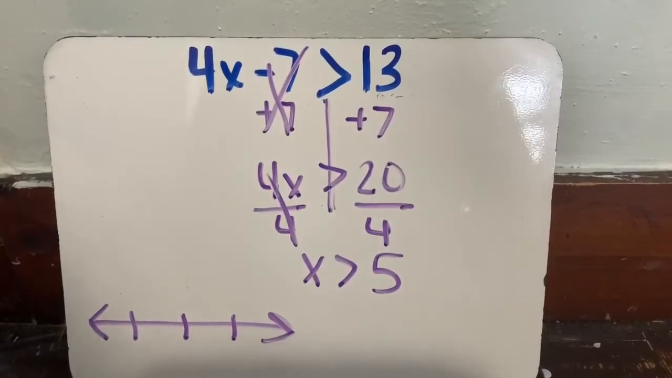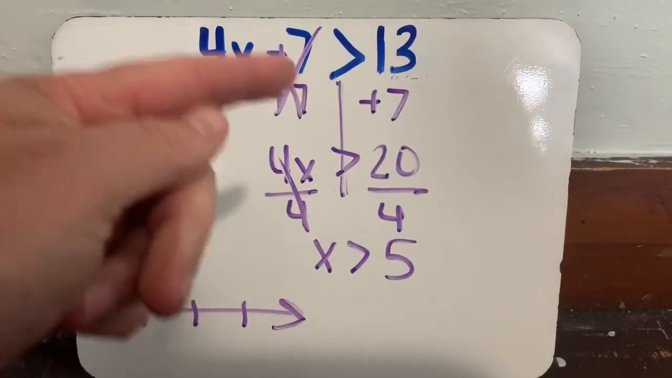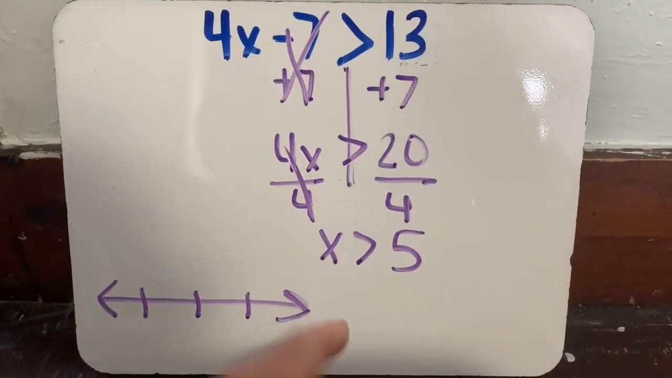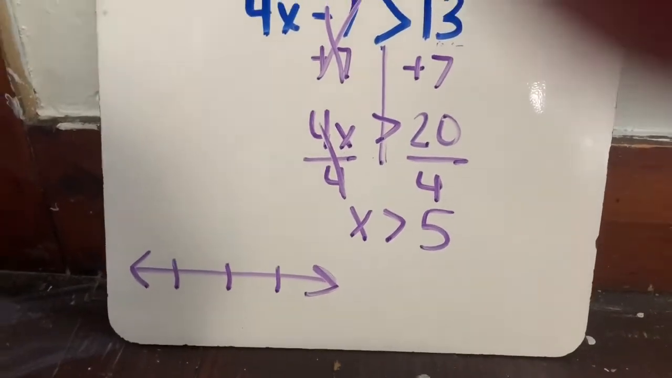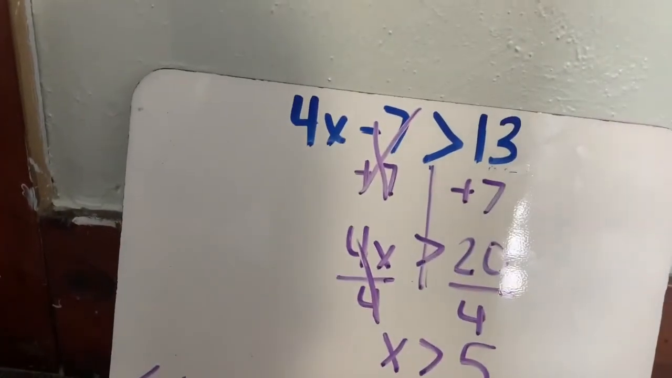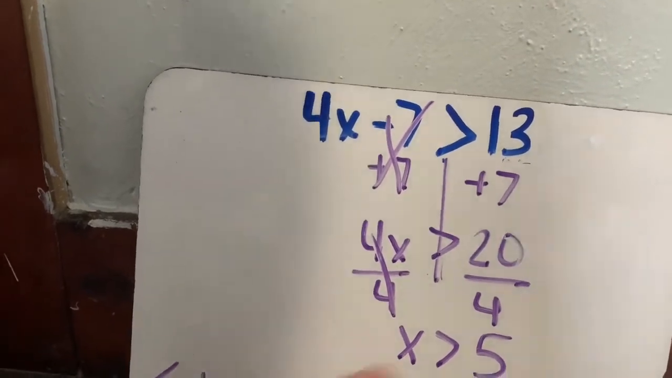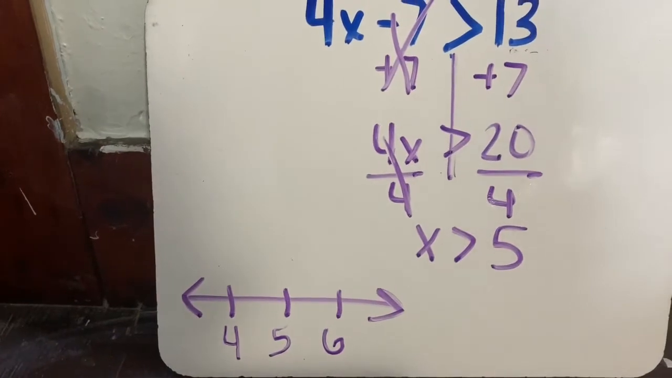Here's another example. This is a 2-step inequality. I added 7 to both sides. I divided by 4, and I got my answer that my mystery number is larger than 5. So in my number line, I'm going to give us a 5, a 6, and a 4. Sorry, there it is, just to show what we're working with.